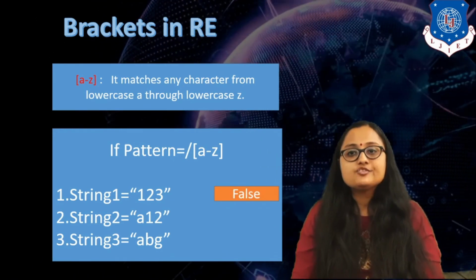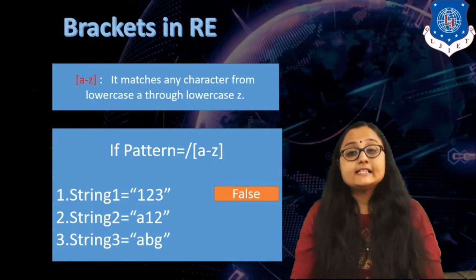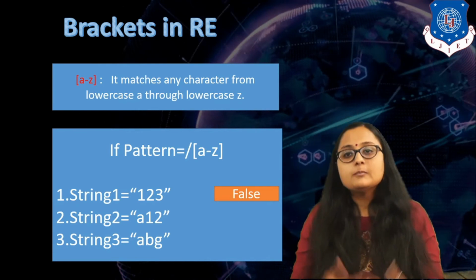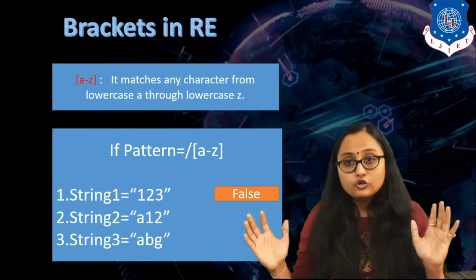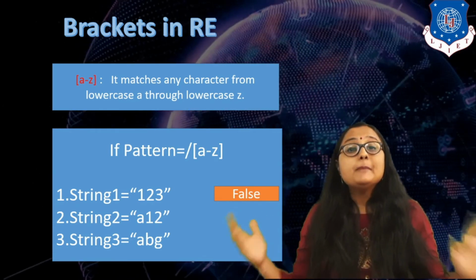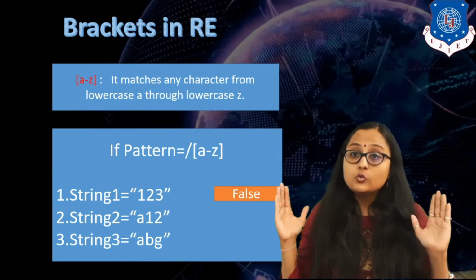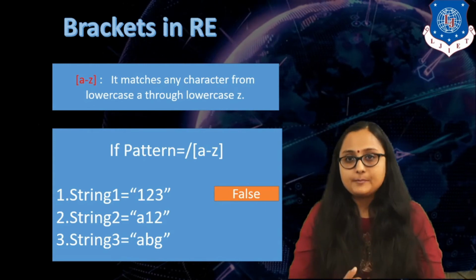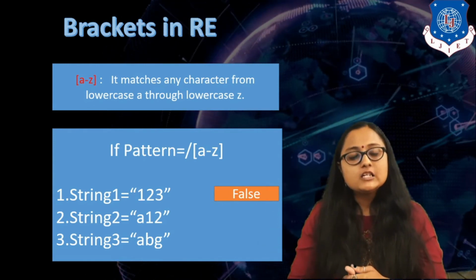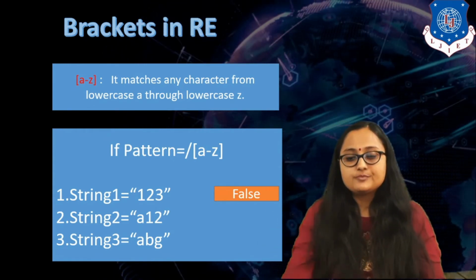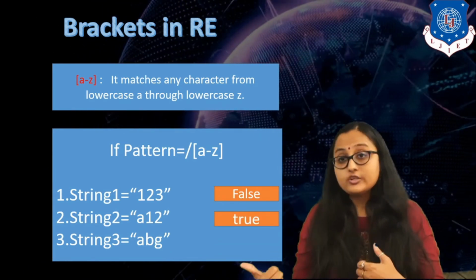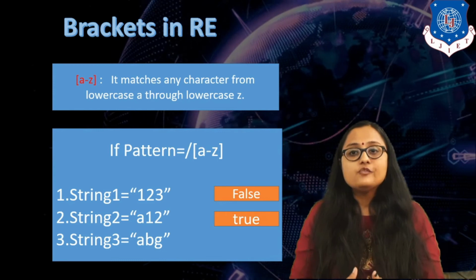What about the second string? Yes, the second string consists of one alphabet a and the numbers. The numbers, whether they are present or not, it does not make a difference in this pattern. The only thing that makes a difference is that at least there must be one alphabet. Is there one alphabet at least? Yes, a is the alphabet which is present. So according to the pattern, the string is valid.